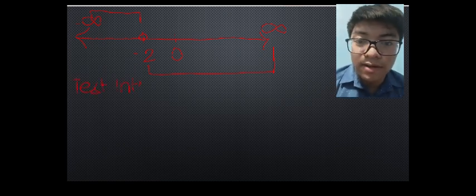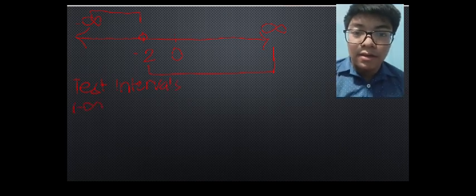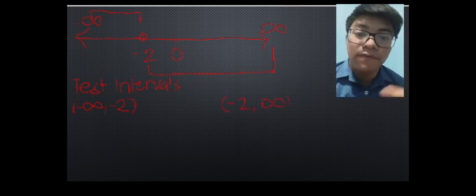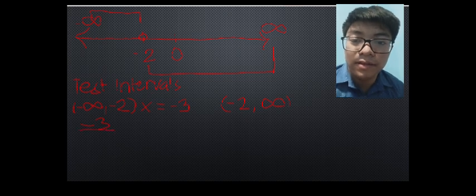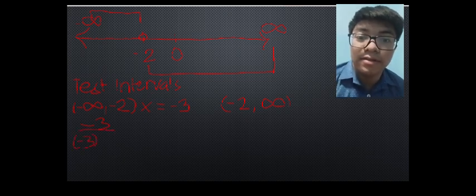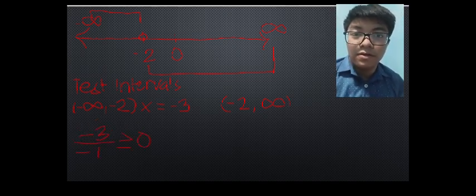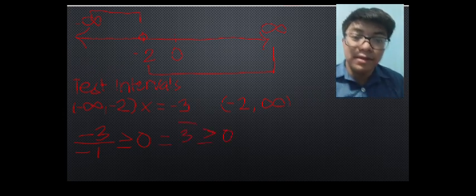Now, test one value in each interval. First interval, negative infinity to negative 2. I'll choose x equals negative 3. So, negative 3 over open parenthesis negative 3 close parenthesis plus 2 is equal to negative 3 over negative 1. When you divide them, it will become 3. So that's positive. That is true.